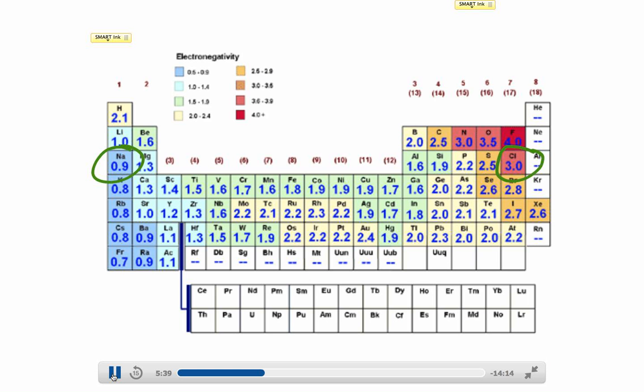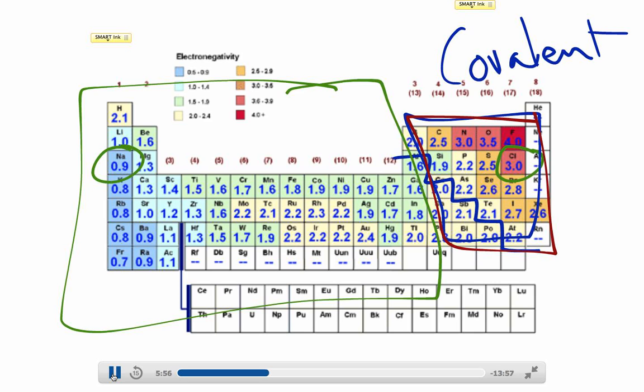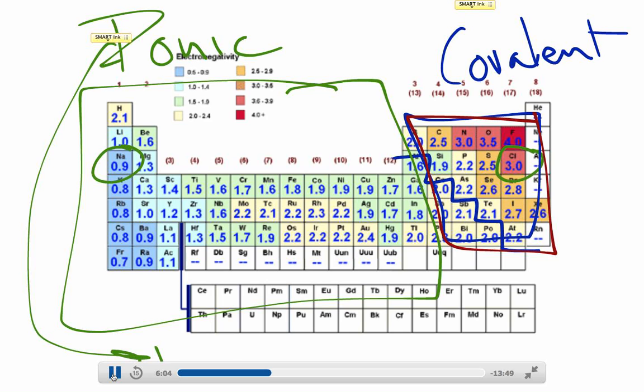So let's look at the electronegativity chart. If we draw our zigzag line in here, if nonmetals here with high electronegativities bond to each other, we tend to see covalent bonds. But if we have something from over here, a nonmetal, bonding with something from over here, a metal, well, they have a different enough electronegativity that we tend to see more ionic bonds. Okay, so this is just a general observation that metals to nonmetals are going to form ionic bonds.